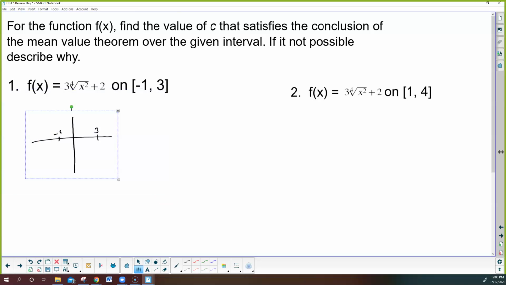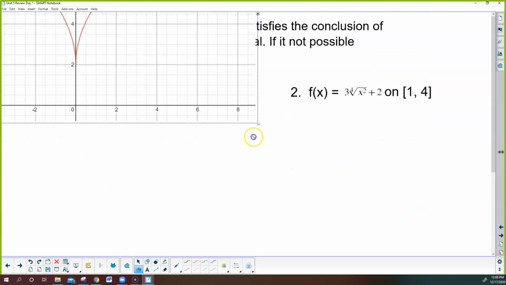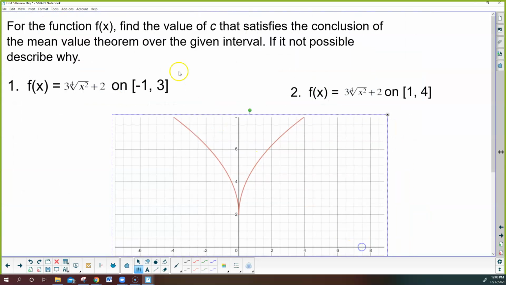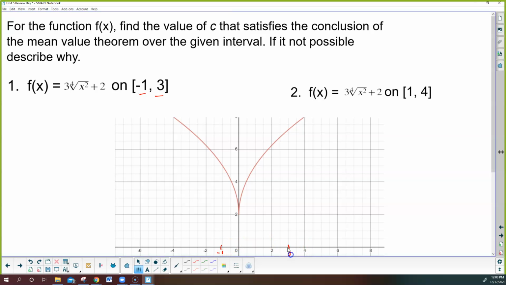All right, here's a much better graph. I know we only got a couple of minutes, so just hang tight. This is going to not take very long. So notice these are both the same functions. And they're asking me to do the mean value theorem from -1 to 3. So if I'm going to go from -1 to 3, here's -1, here's 3. I'm going to go from this point to this point. Right away, you should see this and say the mean value theorem cannot be applied.